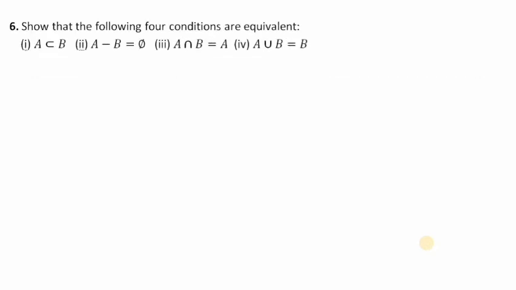So let's see the last question for the day. So question says, show that the following 4 conditions are equivalent. So there are 4 conditions given to you and you need to prove that these are equivalent. Now what's the meaning of this? Let's try to understand. All right, so equivalent means you have to show biconditional statement out here. All right, so that means this implies this and this also implies this. All right, so this is the first thing that we need to prove.